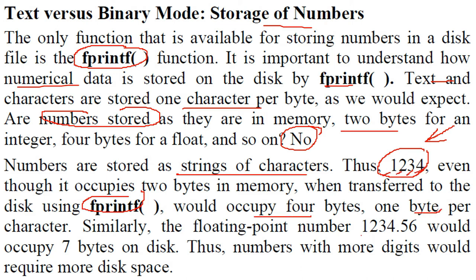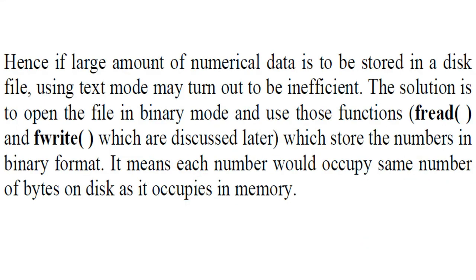Similarly, if you have the number 1, 2, 3, 4, 5, 6, 7, the floating point number, this one would occupy 7 bytes on the disk. So more digits will require more disk space. So if we have a large amount of numerical data which is to be stored in a disk file, if you use text mode, it will be inefficient.